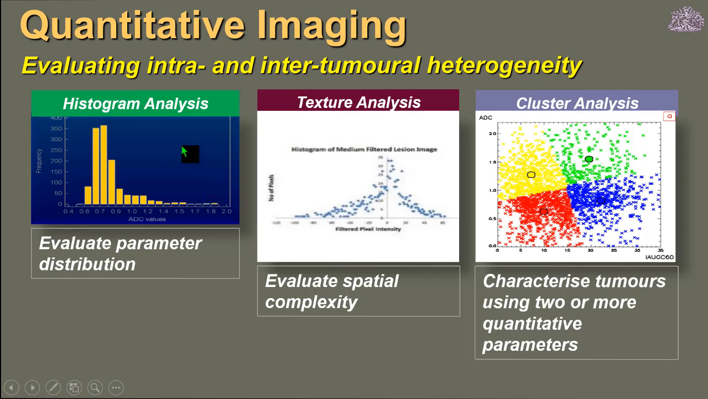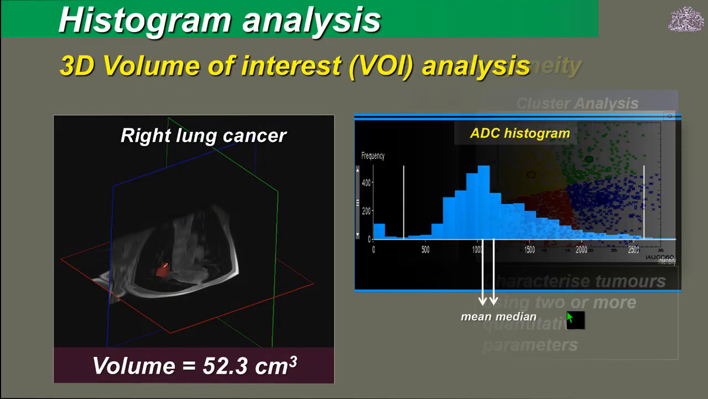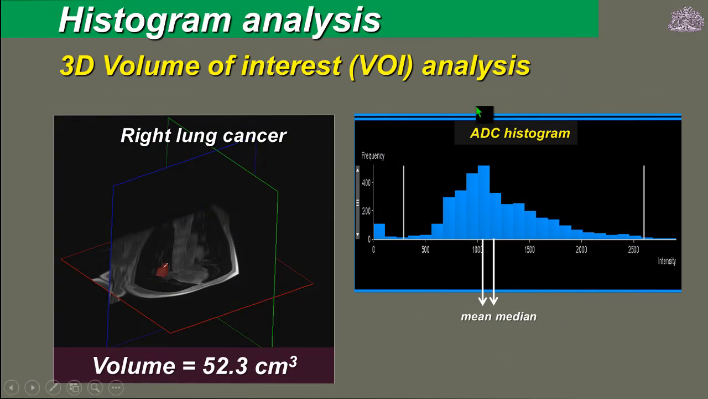We can certainly look at what is called histogram analysis. This is to look at how a particular quantitative parameter is distributed, and there are features that we'll talk through. We can talk through texture analysis, which looks at the spatial complexity of the acquired images. And then we can apply what is called a cluster analysis technique, where we can characterize tumors using two or more quantitative values. So histogram analysis, very simply: when we draw a volume of interest over a tumor, we can say, well, we want to look at how all those ADC values are distributed within that volume of interest.